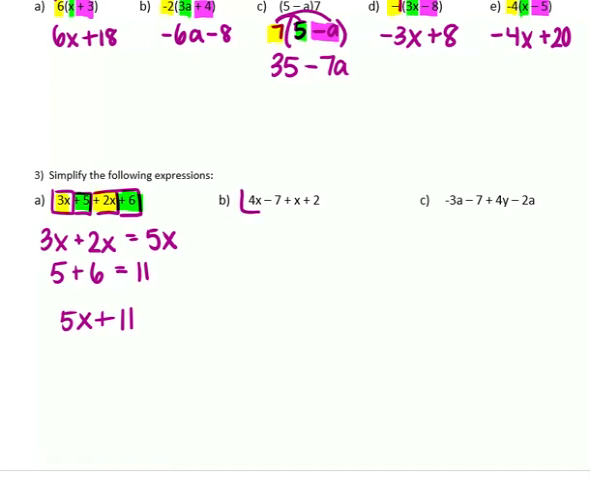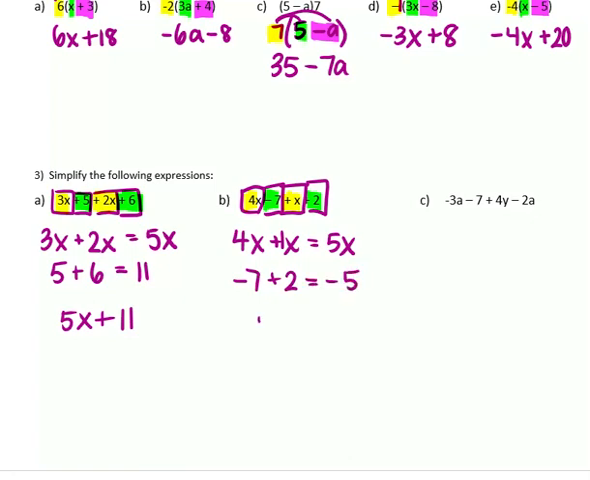For B, I'm going to box up the 4x, the minus 7, the plus x, and the plus 2. I can put together my x's, and I can put together my constants. That was a plus there, I kind of wrote over it. For my x's, I have 4x plus x. Okay, if you forget, remember there's an invisible 1 there. So that would also give me 5x. And then negative 7 plus 2, the signs are different. We find the difference. That gives us negative 5. So we could write 5x minus 5.